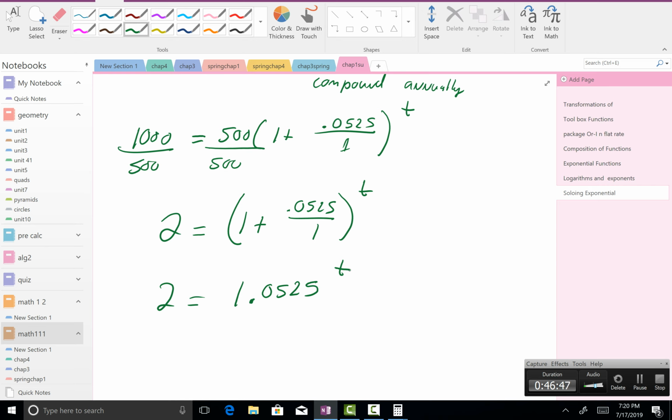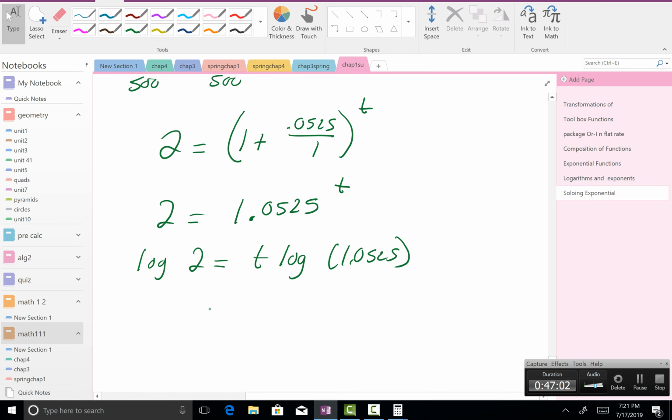I'm just going to ask you to solve these, so you're going to pick your way. So let's say you like the log thing. You go, I like that log thing, I'm going to do that. So we'll put the log in there. Bring that down. So then the time is going to be the log of 2 divided by the log of this 1.0525 thing.